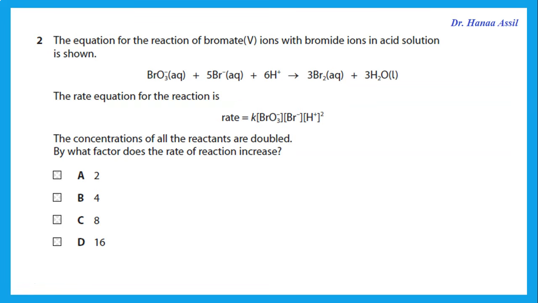So if we double the concentrations of all the reactants, by what factor does the rate increase? Of course, when you double it, that means 2 to the power 1 times 2 to the power 1 times 2 to the power 2. So the total of that, you're going to increase the rate by a factor of 16.